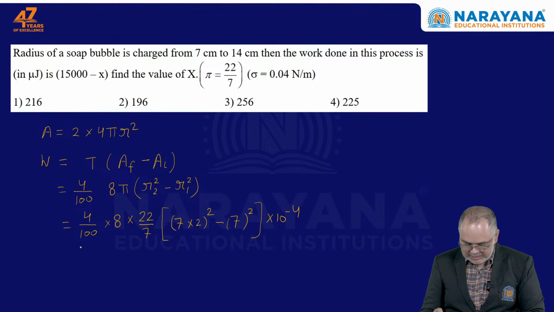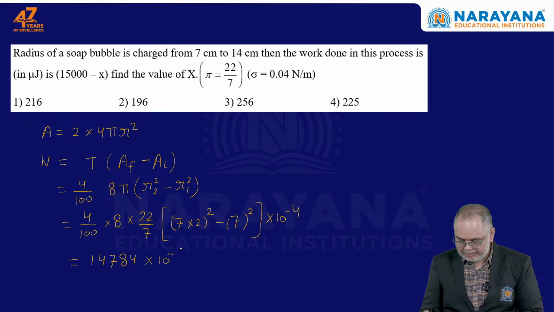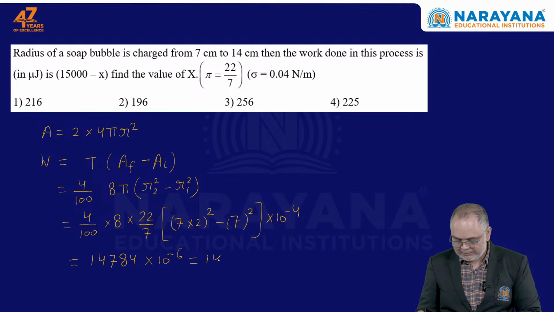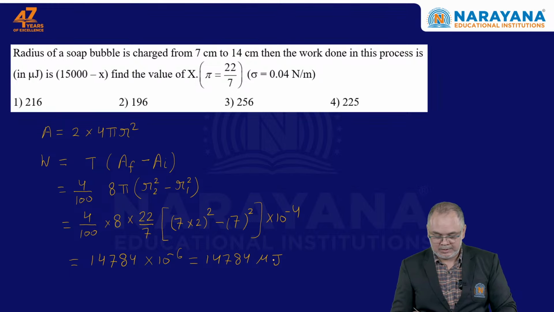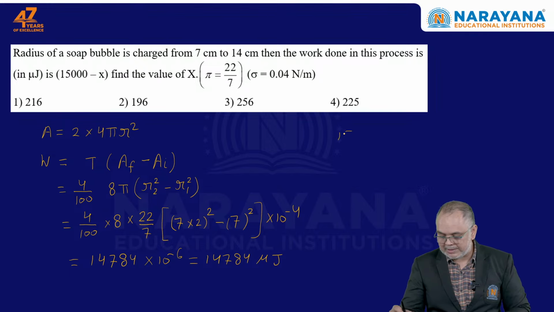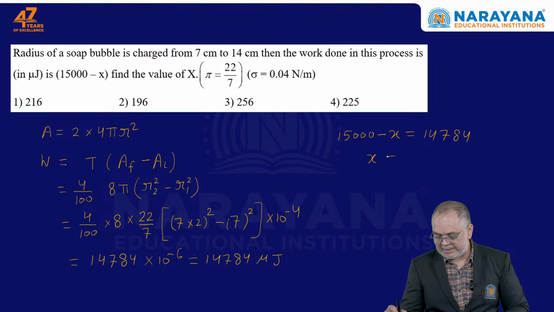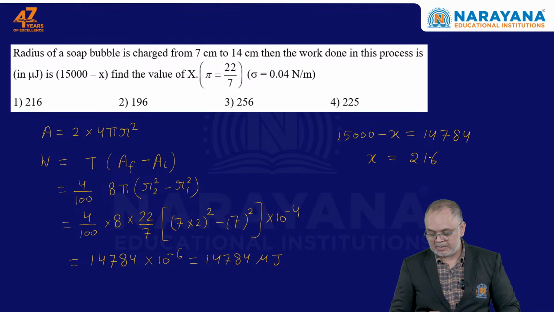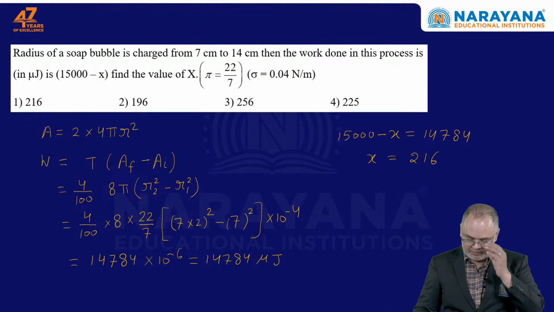Now if you solve this one, it comes out to 14784 into 10 to the power minus 6, that is 14784 microjoules. So we can say 15,000 minus x is equal to 14784. So from here we get x equal to 216. So this is the answer of this problem.